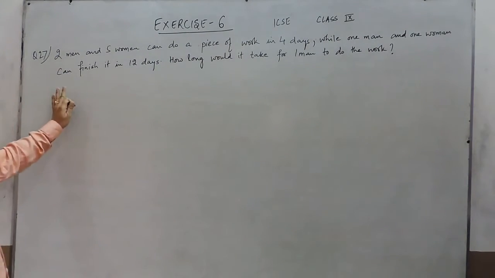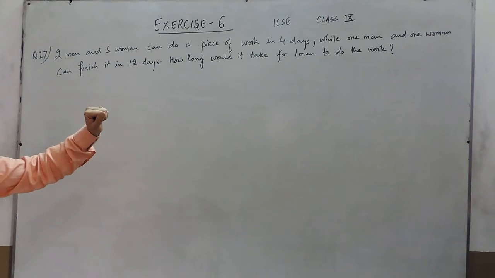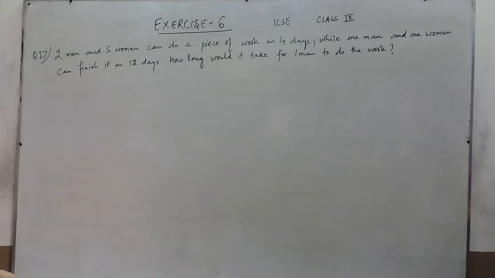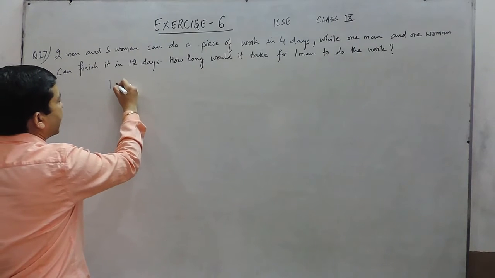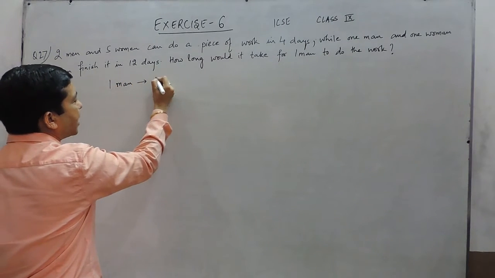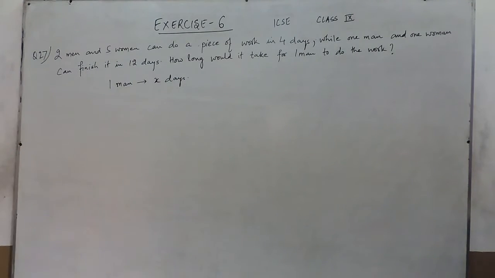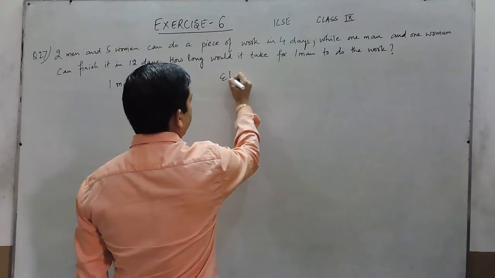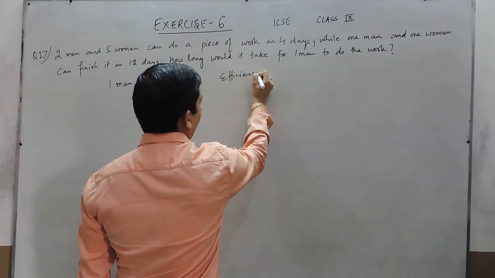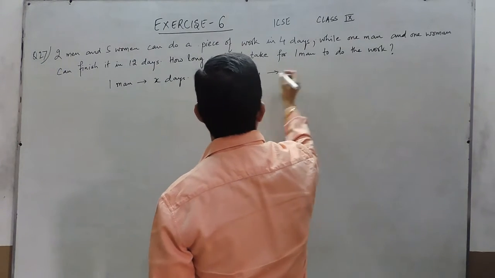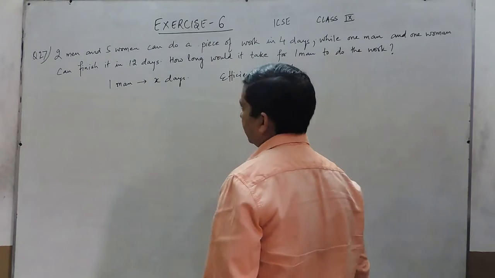Hello everyone. Question number 27 is very interesting because when we talk about time and work in our schools, what we teach is that suppose one man can complete a work in X days. So the efficiency of a man, or we can say 1 day work of a man, will be 1 upon X.